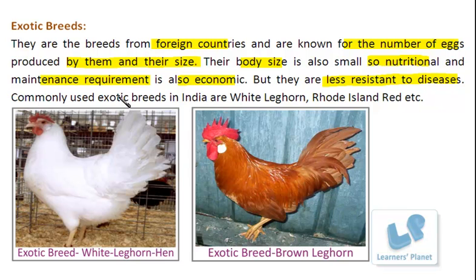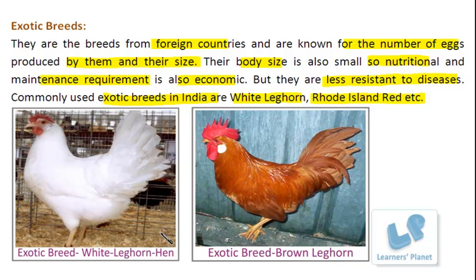The commonly used exotic breeds which are farmed in our country are White Leghorn, Rhode Island Red, and etc. You can see the pictures here, and you can compare them with the Asil, one of the breeds I have shown you in the earlier slide. You can see how the build-up is different, and definitely, considering the advantages and drawbacks of each type, further improvement is required.